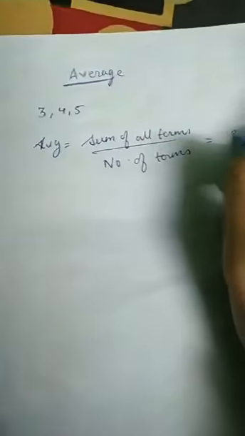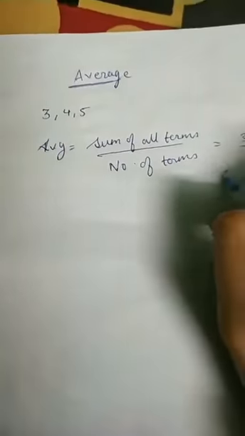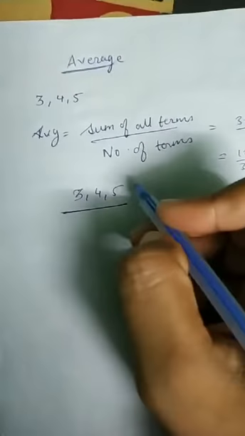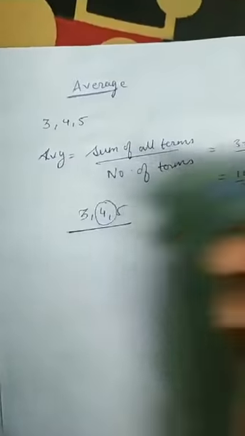Here the sum will be 3 plus 4 plus 5, and the number of terms will be 3. So it will be 7 plus 5 is 12 by 3. Average is 4. So what do we observe? We had 3 terms 3, 4, 5. Of these 3 terms, which are consecutive natural numbers, the middle term 4 was the average.